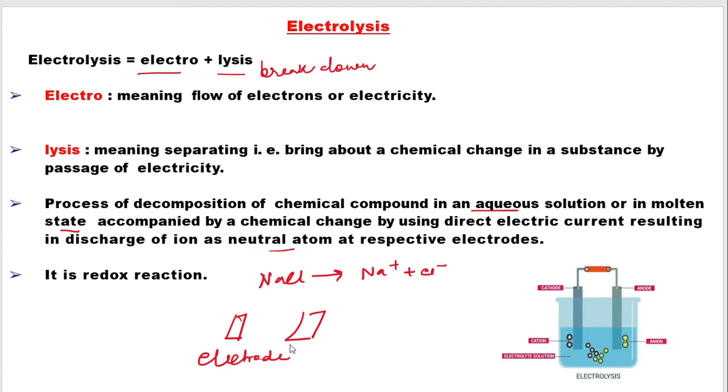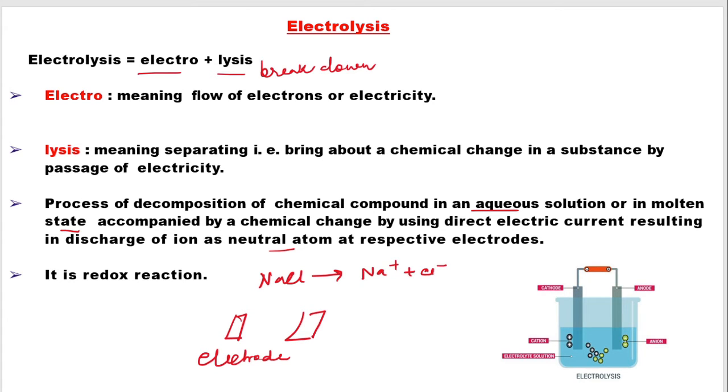It is a redox reaction, that is, it is a two-step process where at one step you will have oxidation occurring and at the other step you will have reduction occurring. As both reduction and oxidation occur simultaneously, electrolysis is a redox process. As well as it is a chemical process because a new product will be formed on decomposition of the compound.